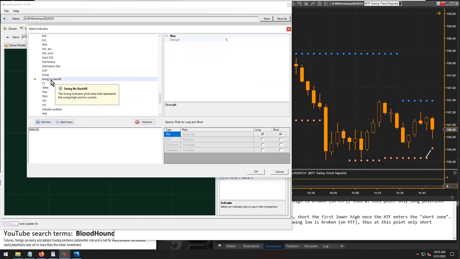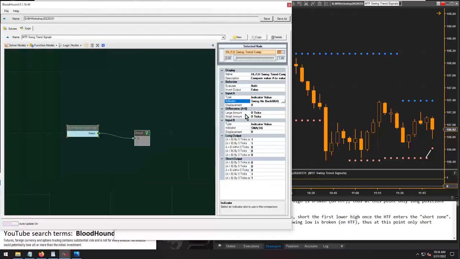All right, and again, we're using the swing no backfill version here. So let's select that. And again, remember to adjust the strength there. So we're using a swing strength of 4, right? And we're using the swing low for a long trend. Remember, we're using the swing lows stepping higher for a long trend. And so the swing highs are being used for identifying a short trend, right? So we have that selected.